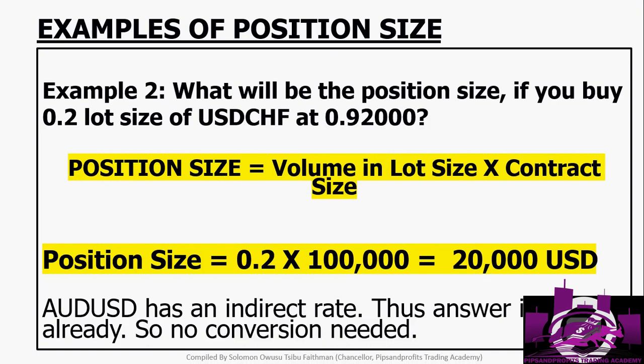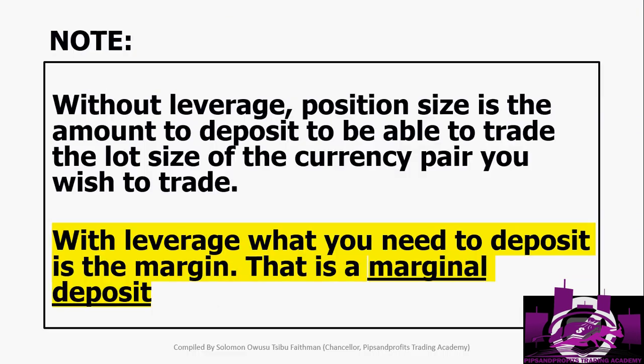This example is USD/CHF, and when we did the calculation, we said that USD/CHF has an indirect rate, and for that matter, there is no conversion. So our answer, we leave it as 20,000 US dollars. And then we said that without leverage, position size is what you need to deposit to be able to trade the lot size of the currency pair you wish to trade.